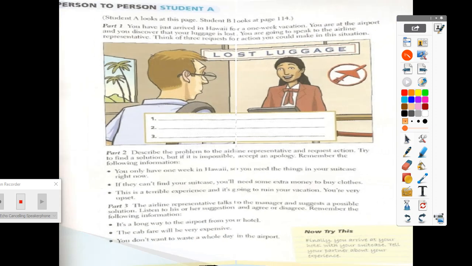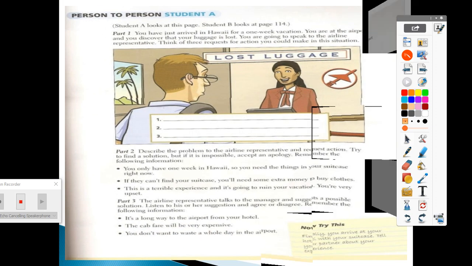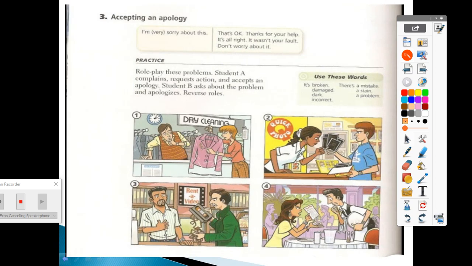Please, something goes wrong. Now practice, role play these problems. Student A complains, requests actions, and accepts an apology. Student B asks about the problem and apologizes, then reverse roles. Now, use these words: it's broken, there is a mistake, damage, dark, incorrect, stain, or a problem. Okay?